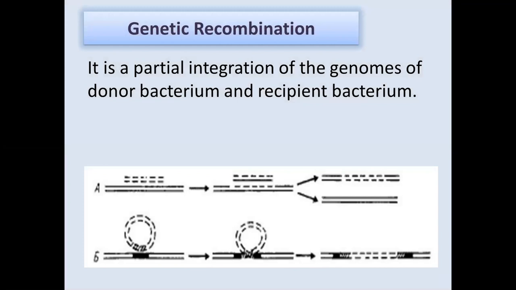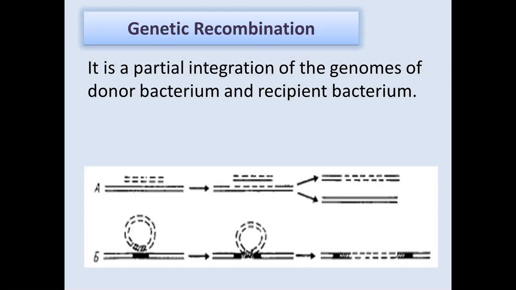And another kind of variability in bacteria is genetic recombination. In eukaryotic microorganisms, recombinations are mostly associated with sexual multiplication, because each new generation takes one half of genes from the mother and one half from the father. And in the new generation, we have new combinations of these genes, which are important for the evolution of eukaryotic microorganisms.